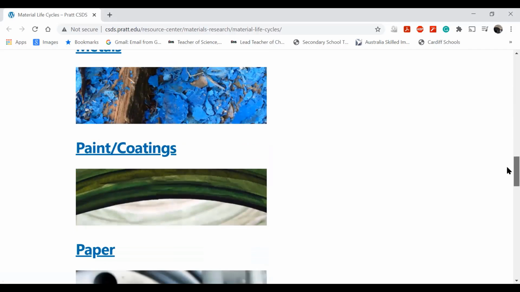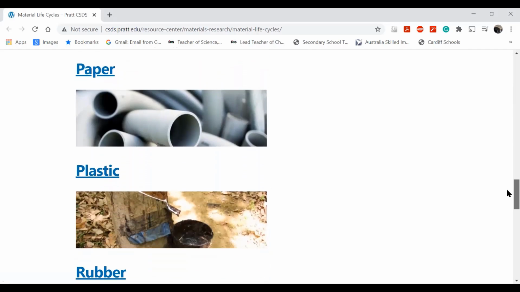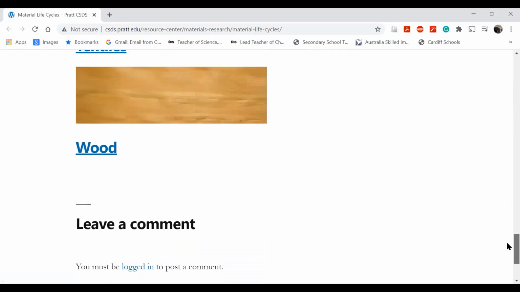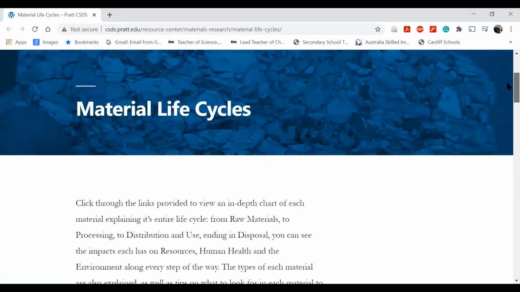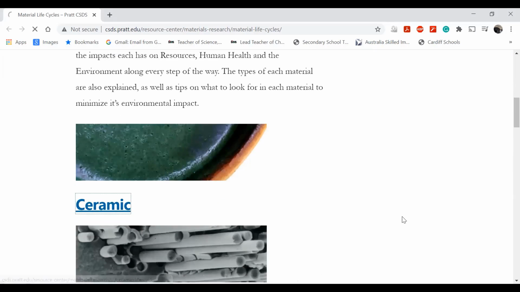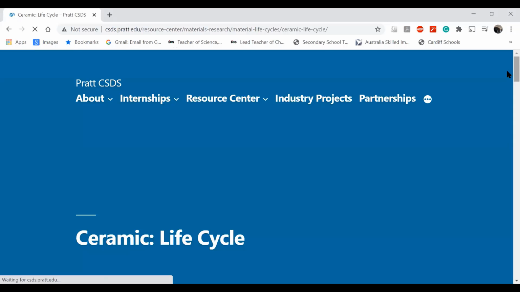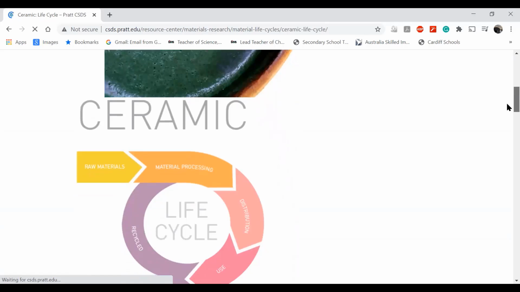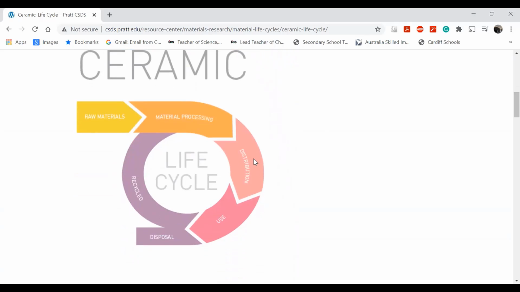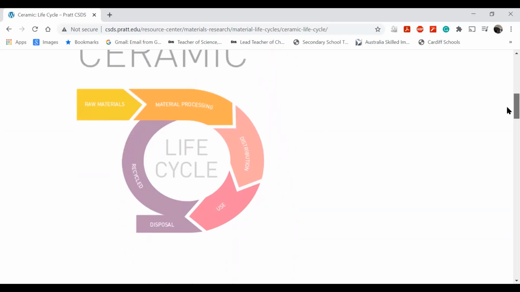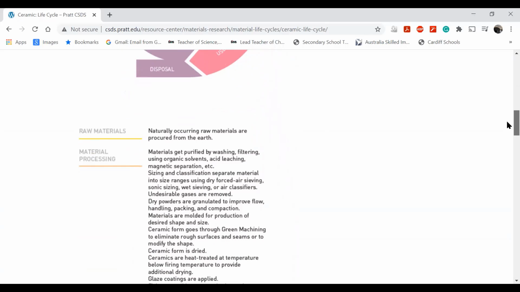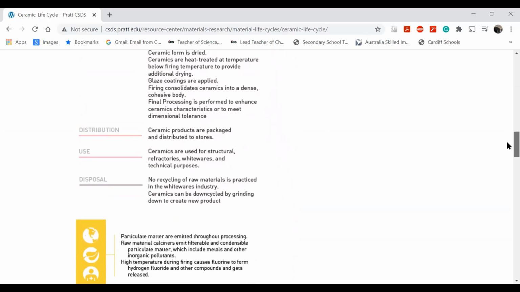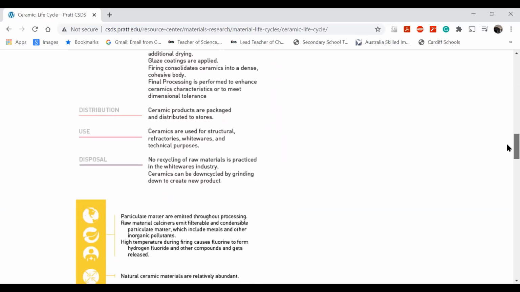Metals, paintings, coatings, paper, plastic, rubber, stone, textiles, wood. So mostly everything that we have around us. So we can click on ceramic, let's say, and you can see over here the material life cycle for ceramics. So the raw materials, the processing, the distribution, reuse, and so they tell you information about each part that you can figure out. And so when you choose your materials, you're aware.